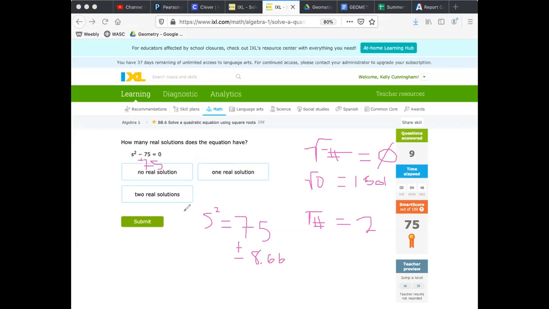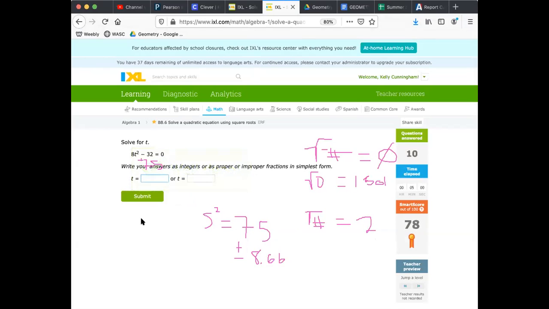Okay, they're not asking for the answer. They're just asking how many solutions did I get. I got 2. So really, guys, once I saw I was square rooting 75, 75 is a number, that's good enough to say, hey, there's 2 solutions. You should know when to stop.